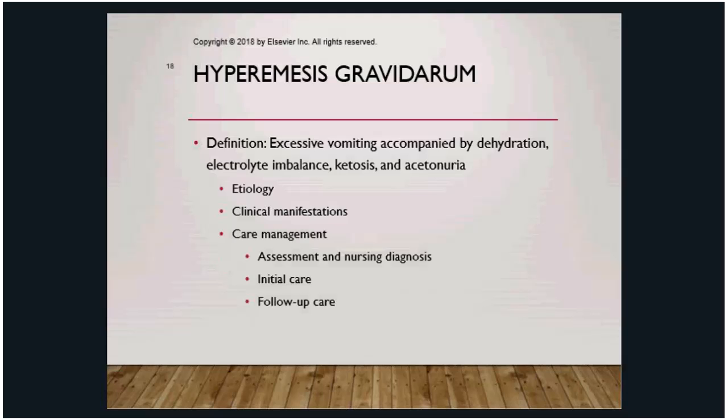So these patients most likely come into the hospital. They need fluids, definitely. They need the electrolytes replaced for the imbalance, and they need anti-nausea medications, usually given between Phenergan and Zofran.